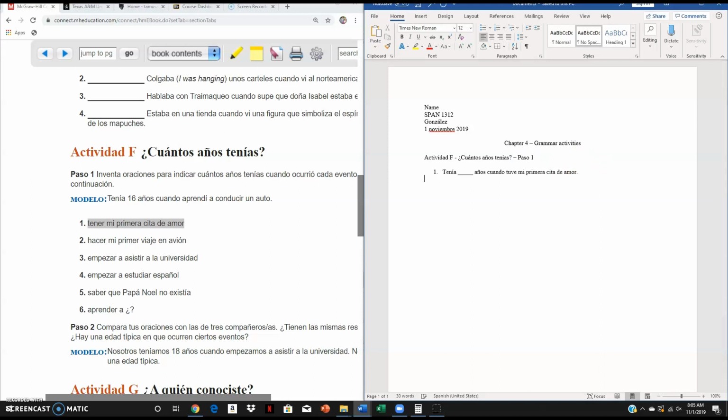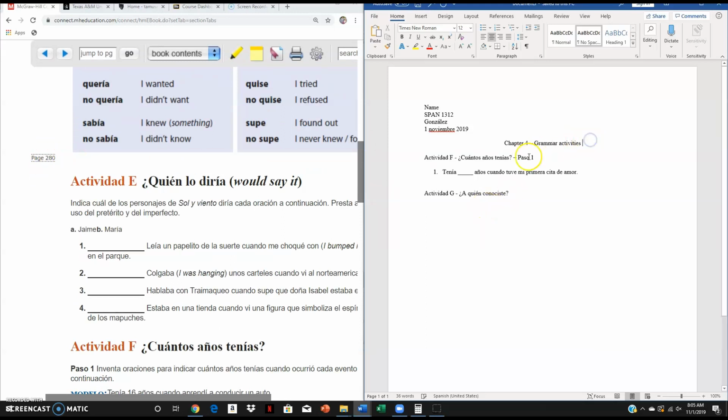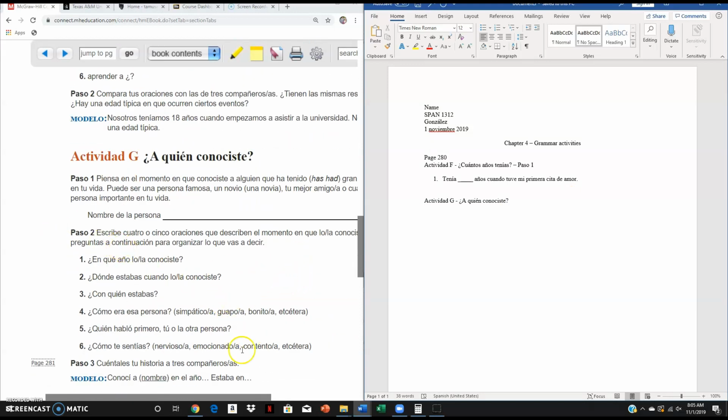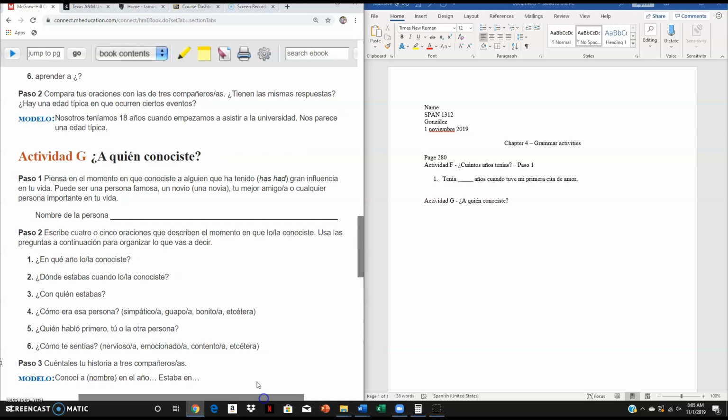Then the next activity that you'll complete, actividad G, ¿a quién conociste? Let's look at that one. It's just going down. We're on page 280. I'll mark that here, page 280, and I'm going to send you guys this Word document so you have this to build off of, okay? So we'll go down, ¿a quién conociste? It tells us, think about the moment that you met someone that has had a great influence in your life. It could be a famous person, a boyfriend or girlfriend, your best friend, or anybody important in your life.